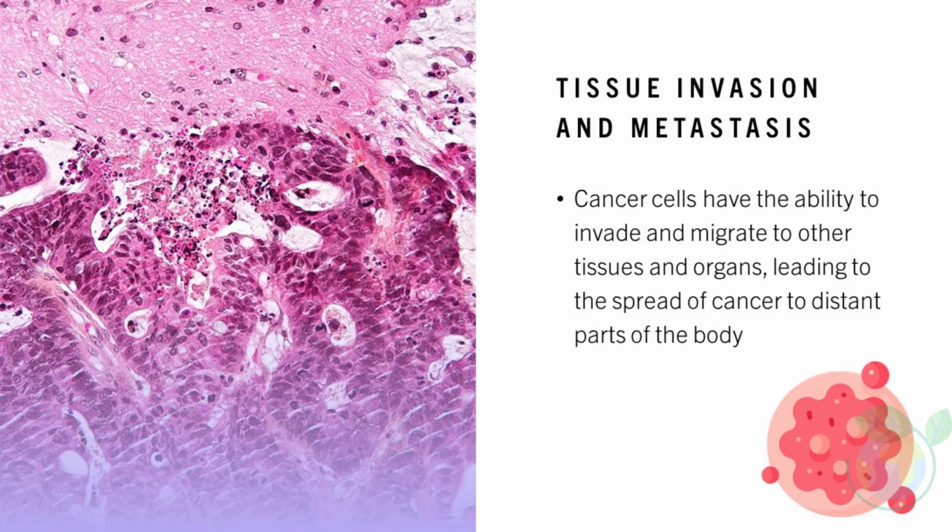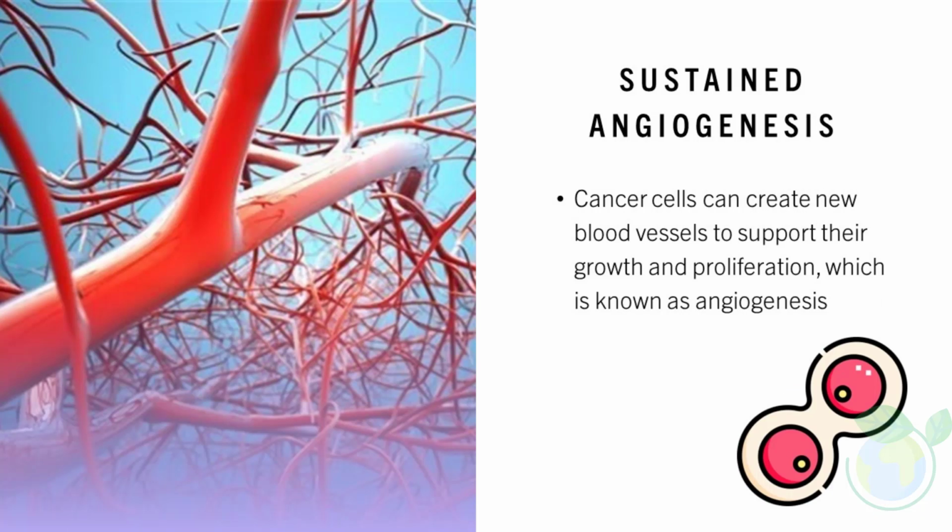Tissue invasion and metastasis. Cancer cells have the ability to invade and migrate to other tissues and organs, leading to the spread of cancer to distant parts of the body. Sustained angiogenesis. Cancer cells can create new blood vessels to support their growth and proliferation, which is known as angiogenesis.